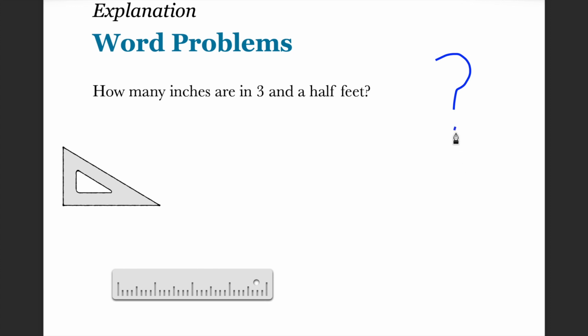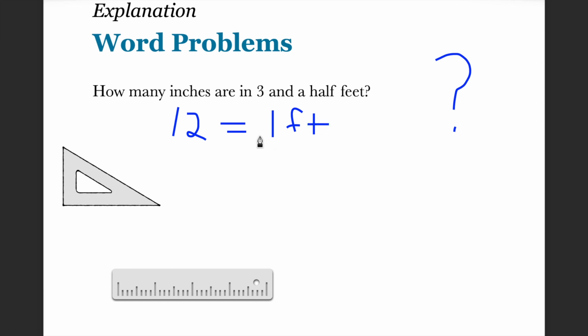First thing you want to ask yourself is, how many inches are in 1 foot? So what equals 1 foot of inch? I know that 12 inches equal 1 foot. I'm just going to put the symbol for foot there. 12 inches is equal to 1 foot. So I have 12 inches is going to be equal to 1 foot.